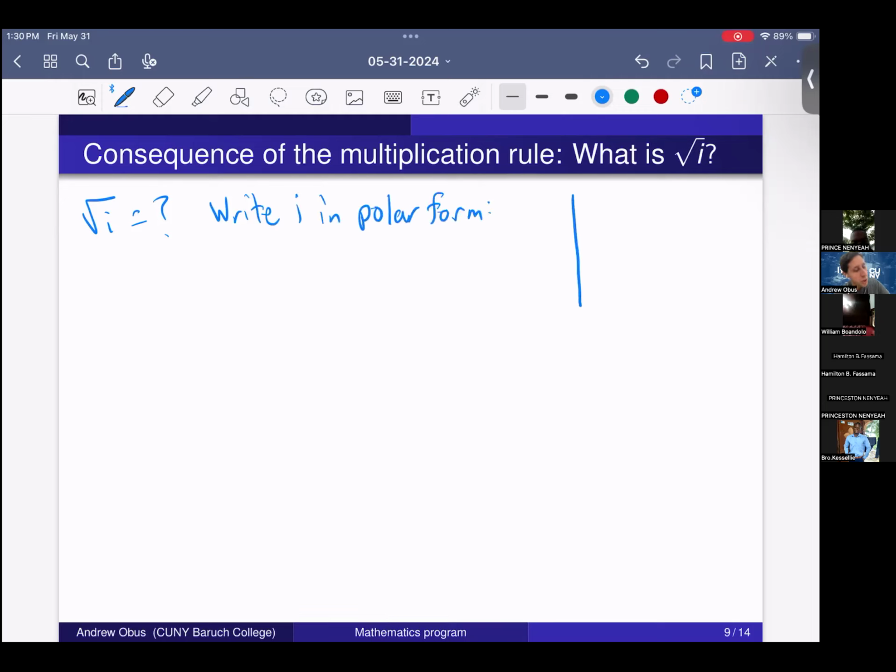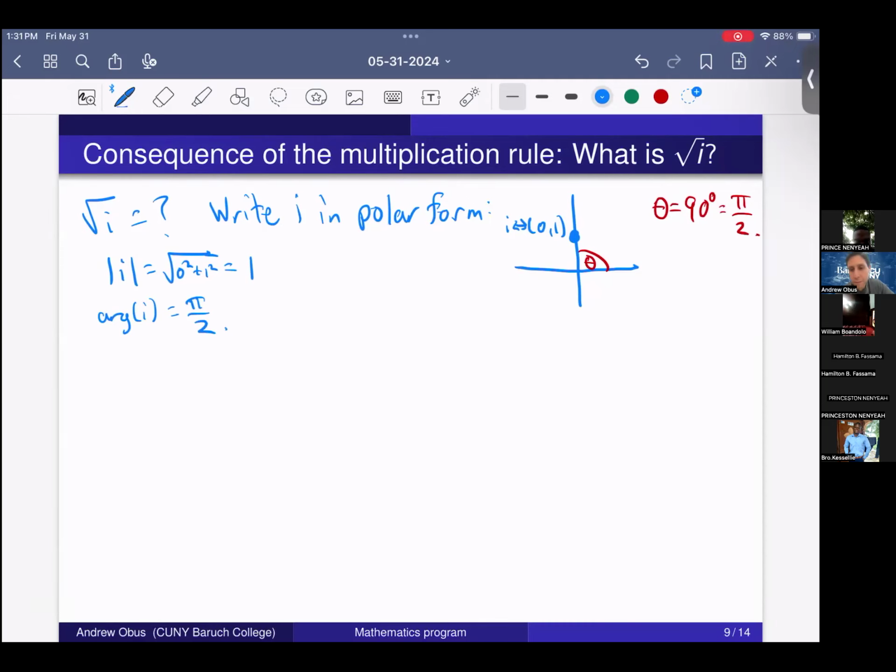Usually you can see this directly. i corresponds to the point 0, 1, and so the angle from the positive x-axis, theta, is just going to be 90 degrees, pi over 2. If 0, 1 corresponds to i, then the absolute value of i is the square root of 0 squared plus 1 squared, which is just 1. And the argument of i, you can see from the picture, is pi over 2.